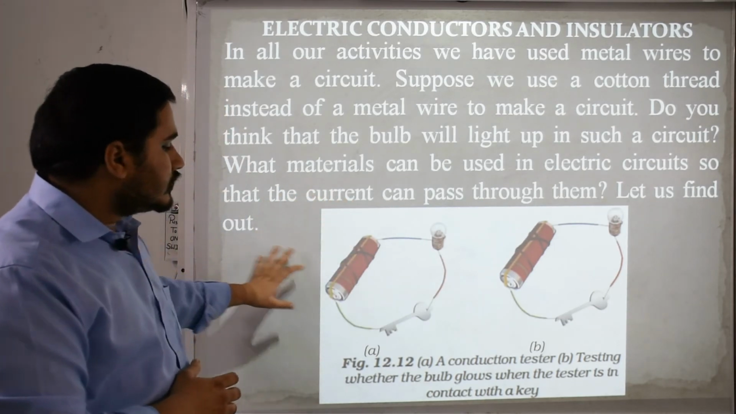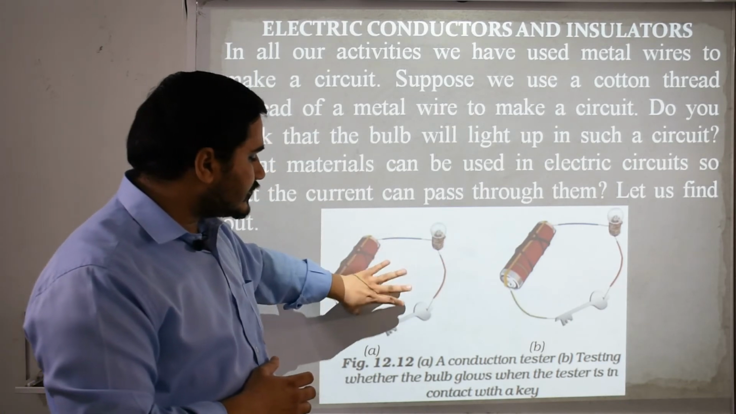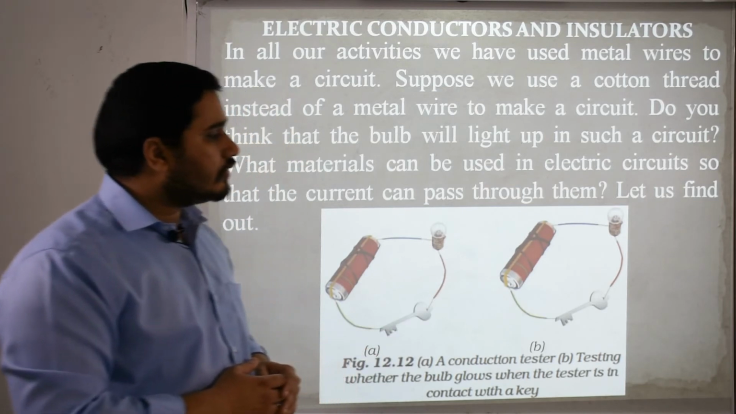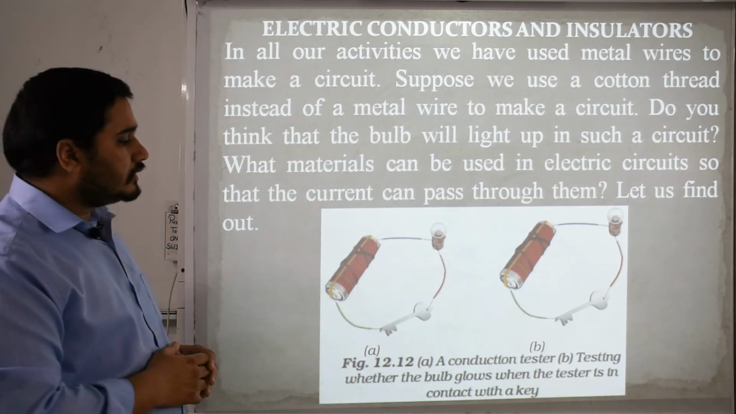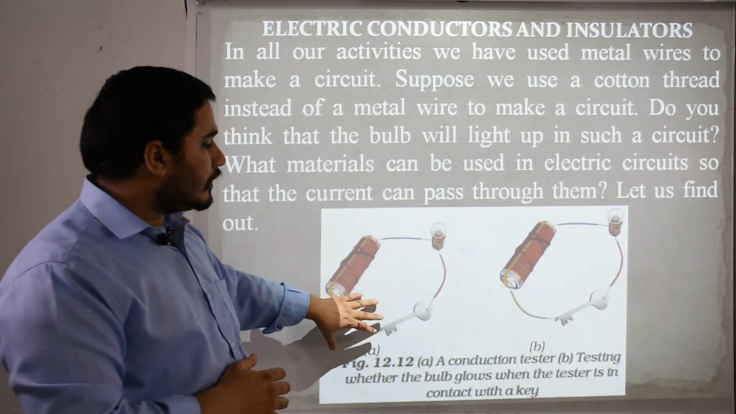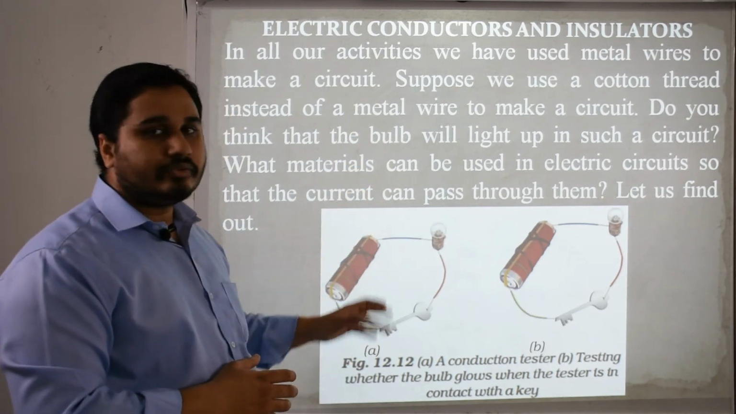Let us find here an example in the picture, that is a tester. If we use the key here, because it is a metal object, the current will easily flow, as metal works as a conductor. But if you use any wooden part, or any rubber or plastic part, it will work as an insulator.